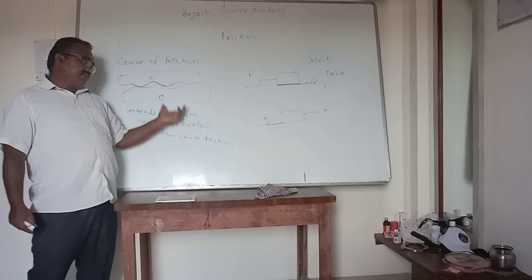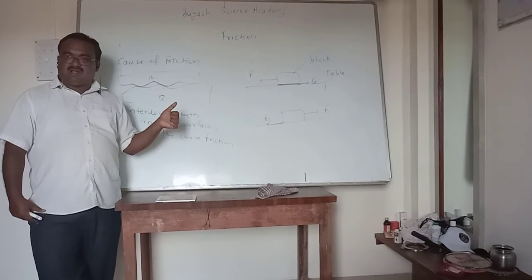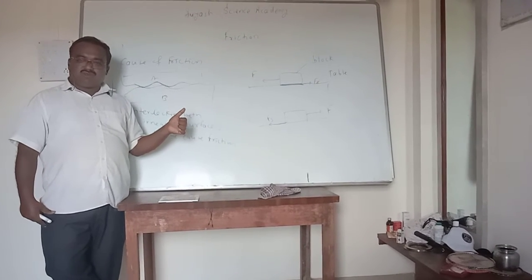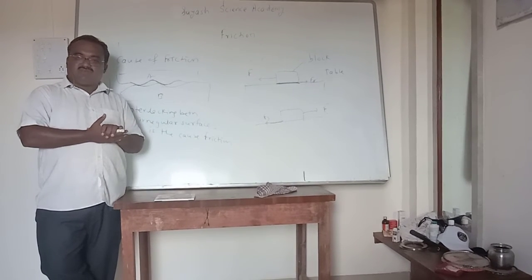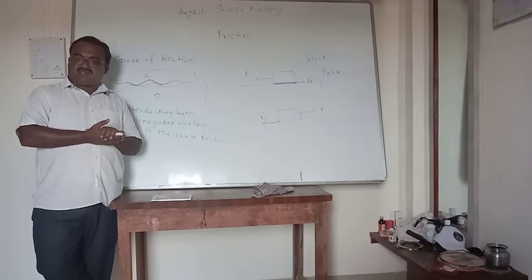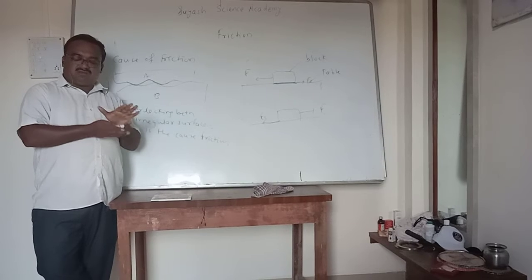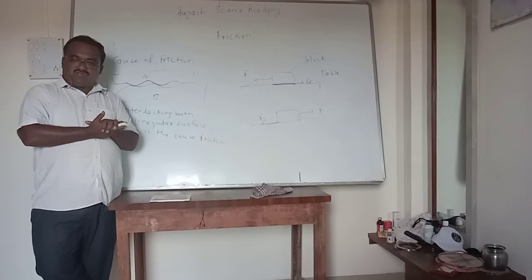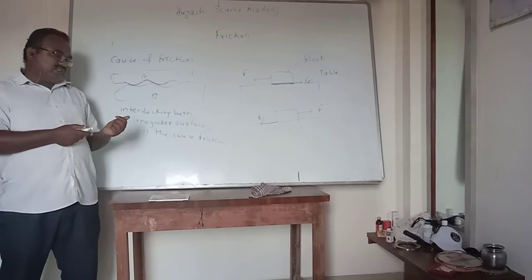Now we will recap these four points. Today we discussed the meaning of friction: the force which opposes relative motion between two surfaces in contact is called friction. Two conditions are required for friction: the two surfaces must be in contact, and there must be relative motion, that is, one surface should move over the other.